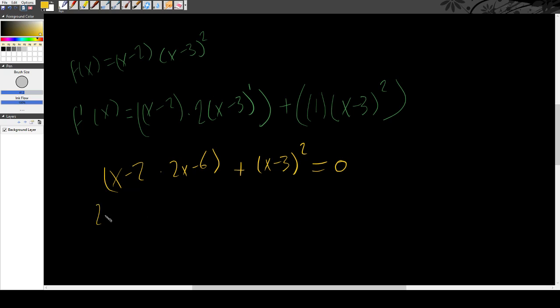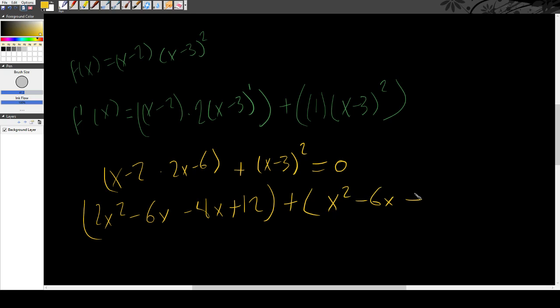So, 2x squared minus 6x minus 4x plus 12. There, that's that part done. Then plus this, x squared minus 6x plus 9. There, still equal to 0. Now, at this point, you could once again do the same thing up here where you look and try to find values that fit this and make this true. If you were going to do that at any point, this was probably going to be your best bet.